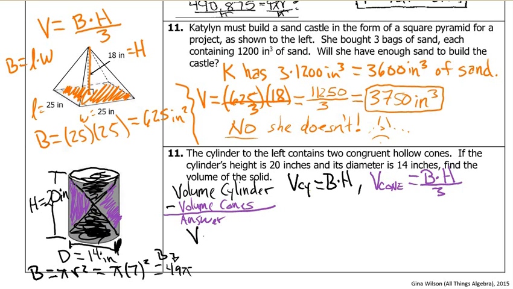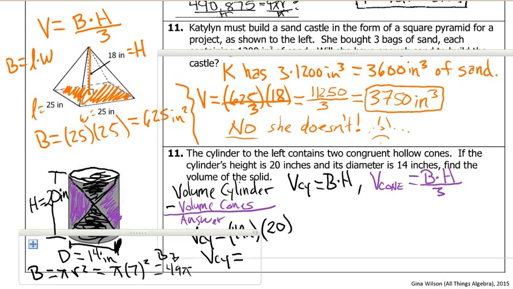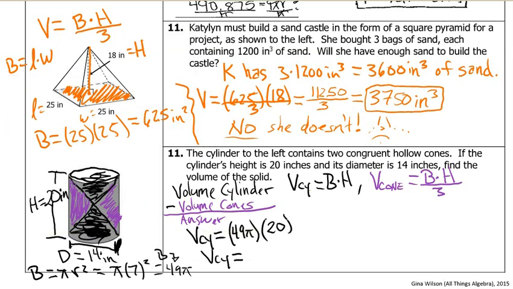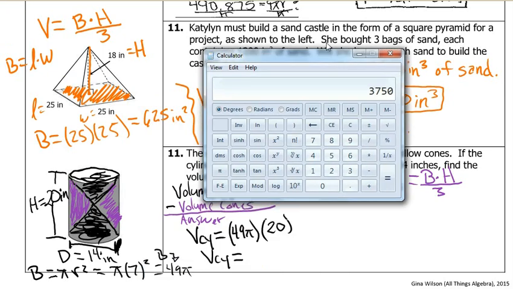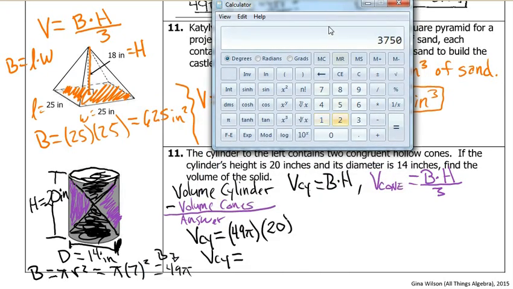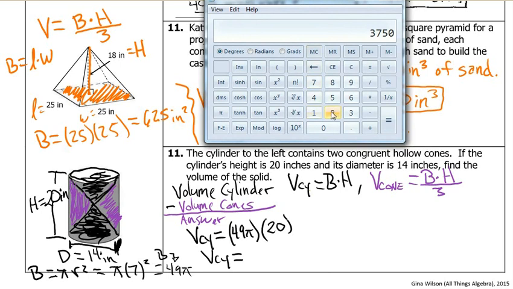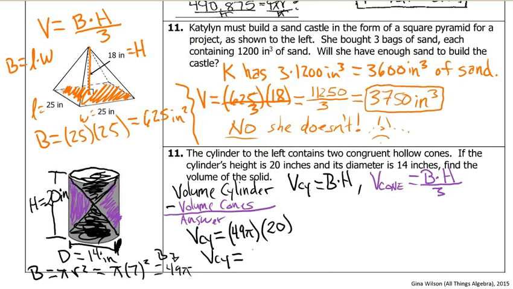So volume of the cylinder is big B, 49 pi, times 20. So volume of the cylinder is 20 times 49 pi. So let's see, 49 times 20 equals 980 pi. So here, 980 pi. Alright, so that one's done.